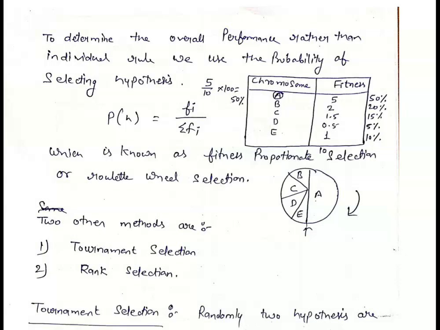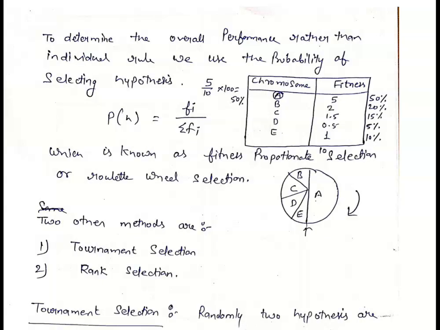We use the probability of selecting hypothesis when we want to determine overall performance rather than the individual one. So probability of h equals f of i divided by summation of f i, which is known as the fitness proportionate selection or roulette wheel selection.